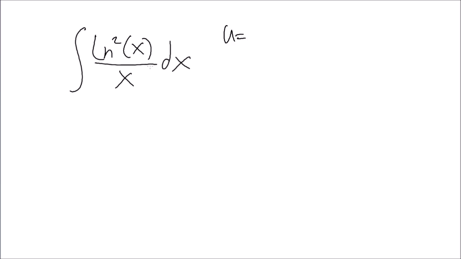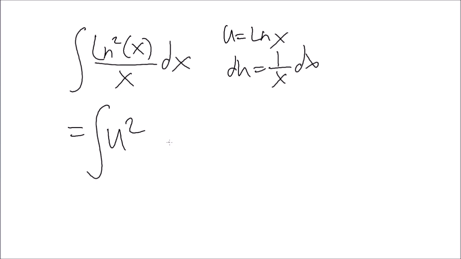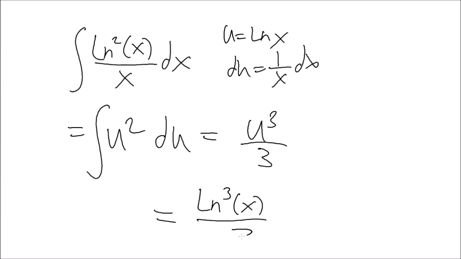Okay, next integral. ln squared of x over x. Aha, I let u equal ln of x, so that du is equal to 1 over x dx. Right, okay, cool. So this is just u squared. Again, 1 over x cancels out. We just have it in the u world. And then we have our answer.